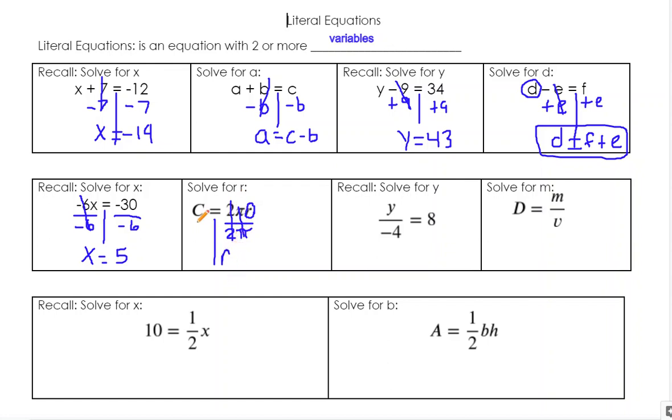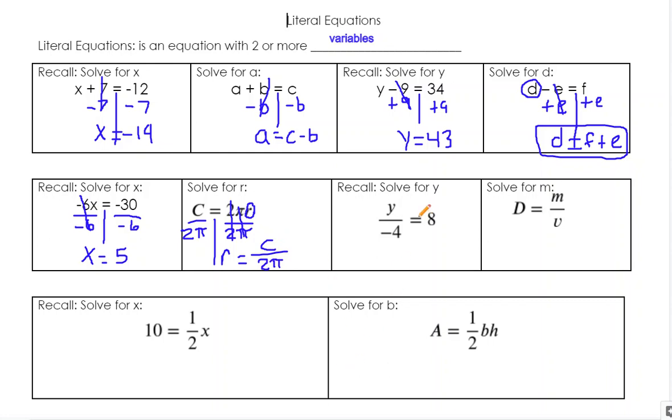So what do I do over here? Well, I do the same thing. I divide this side by 2 pi. Can I simplify that anymore? No, I can't. So then that's my answer. My answer would be r equals c divided by 2 pi.